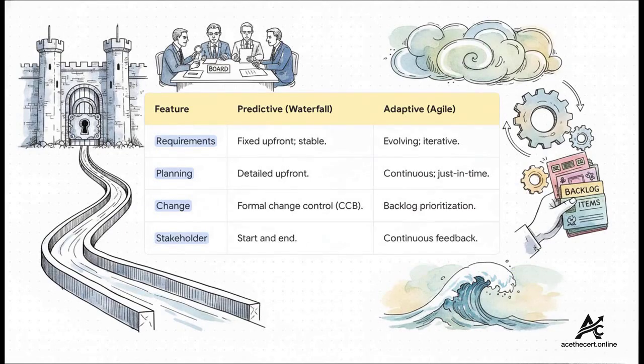This table right here, this is gold. It just crystallizes the core differences. Just zero in on that 3rd row, change management. In predictive, it's the super formal process, controlled by a change control board. But in agile, change is just welcomed. It's prioritized in the backlog. Understanding these completely opposite philosophies is going to help you answer so many exam questions correctly.